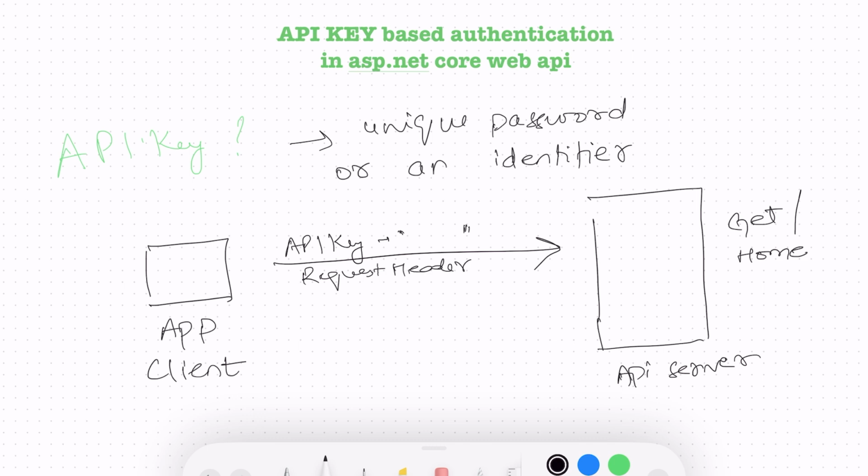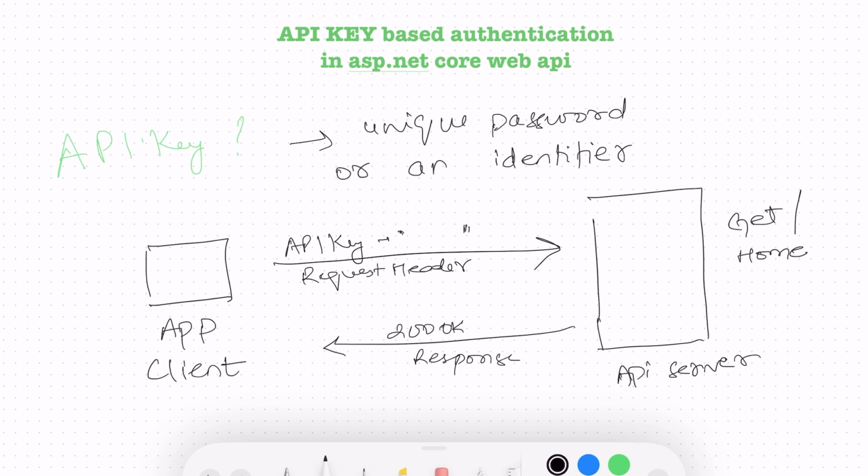Once that is done, the API server, when it receives your request, it will know that it is a valid API key and your request is authenticated. And then the API server is going to send you a 200 OK response.